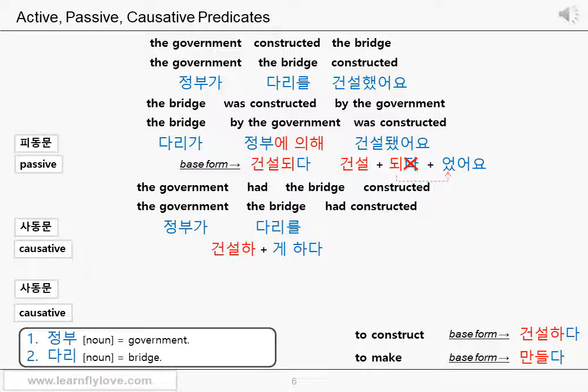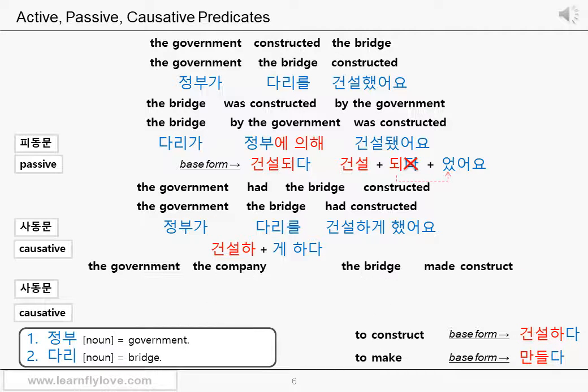You know that, right? It should be in the past tense, so let's use 했어요 instead of 하다. 건설하게 했어요. 정부가 다리를 건설하게 했어요. The government had the bridge constructed. Then let's say the government made someone construct the bridge this time.